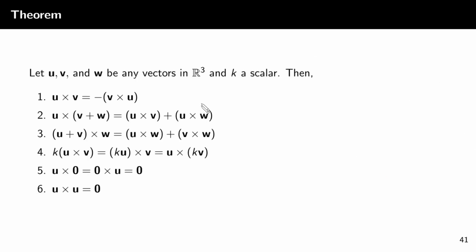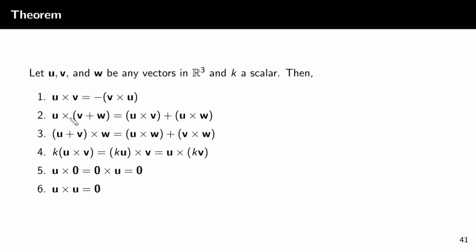So here are some properties. Let u, v, and w be vectors in R3 and k a scalar. Then, this first property, we showed earlier, the cross product u cross v is not commutative. But, when we reverse the two vectors, we just get a negative 1. U cross v is equal to negative of v cross u.